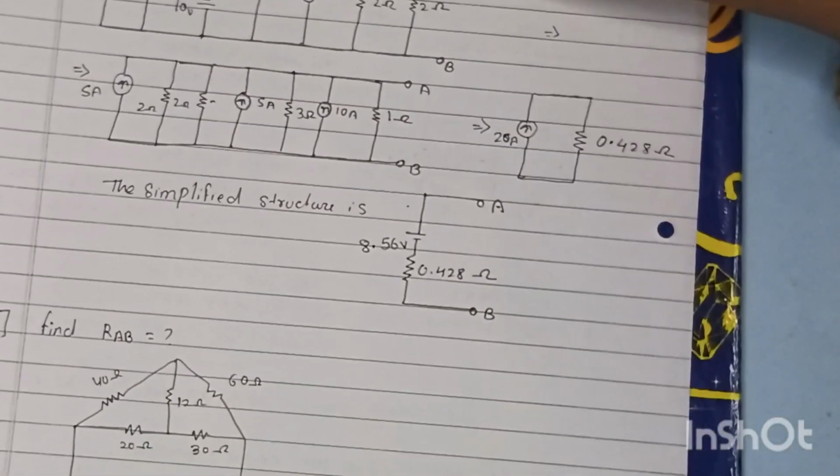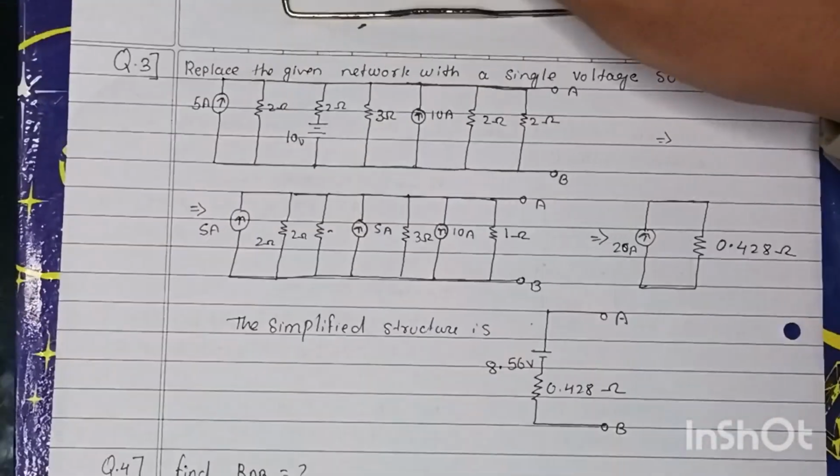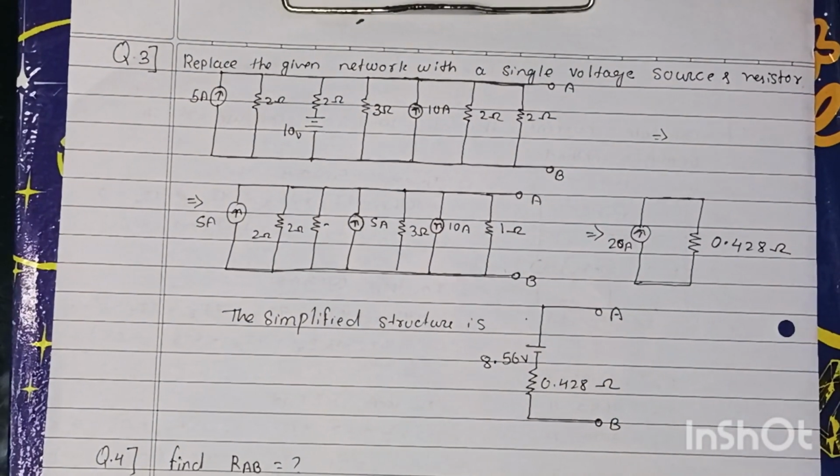Okay, so this is nothing but your question number 3. I hope it's visible to you. Yeah. So replace the given network with a single voltage source and resistor.